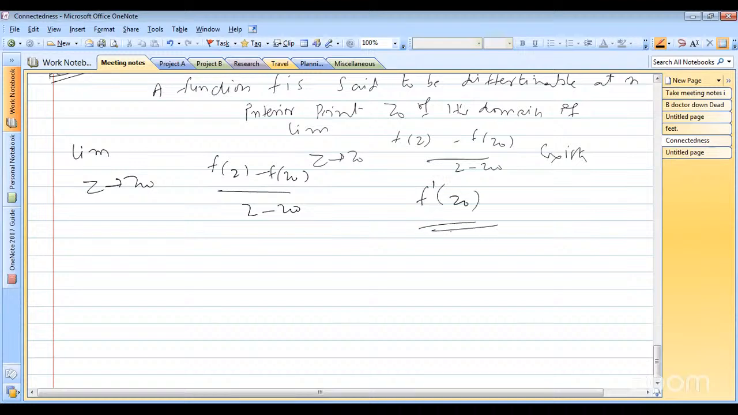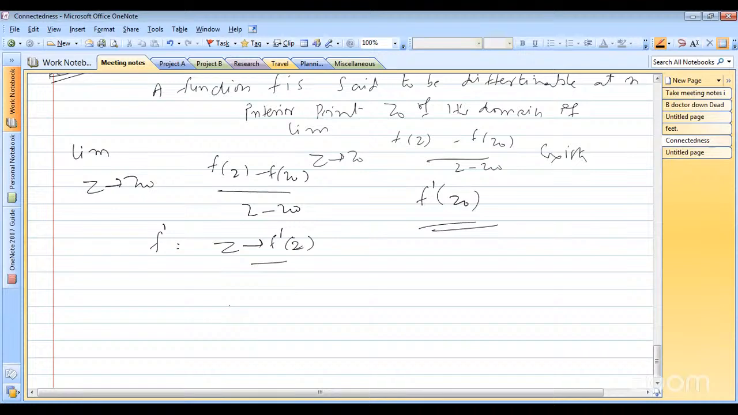The function F dash, whose domain is the set of points at which F is differentiable, is called the derived function or the derivative of F. Here the domain is the set of points where F is differentiable, so F dash need not be written again.